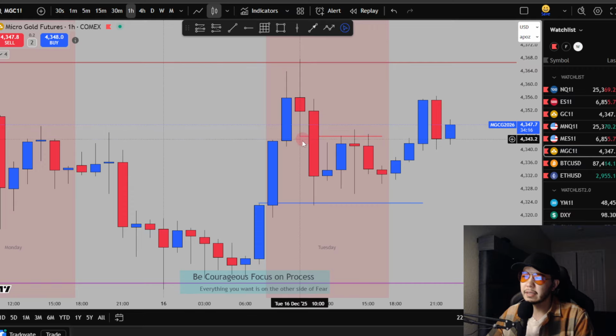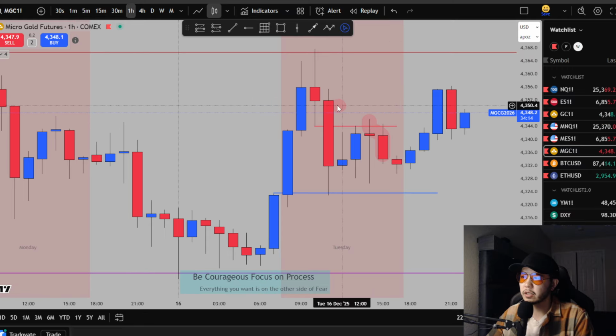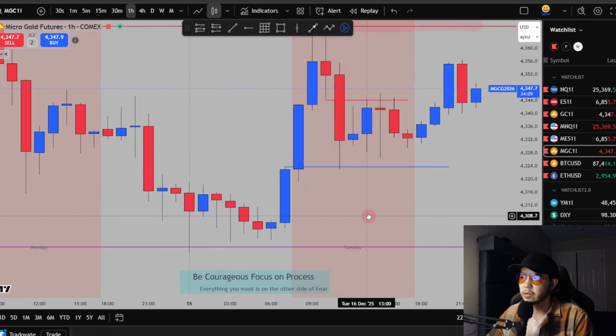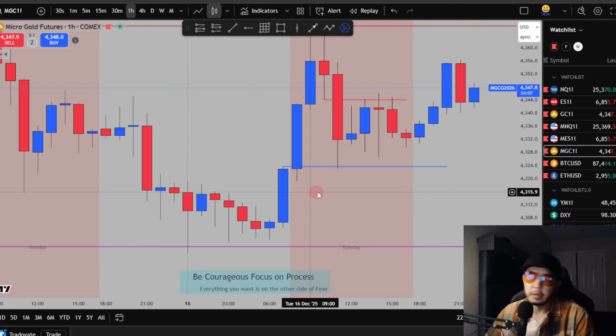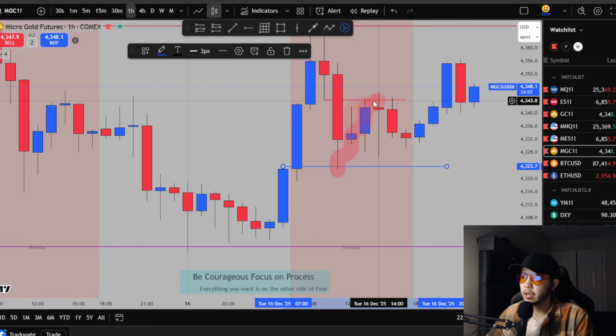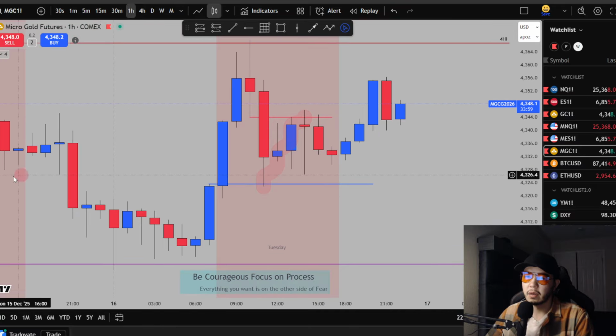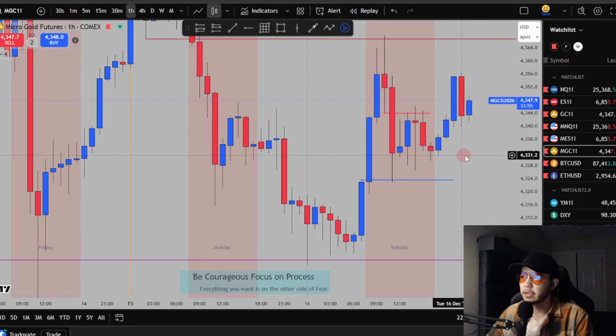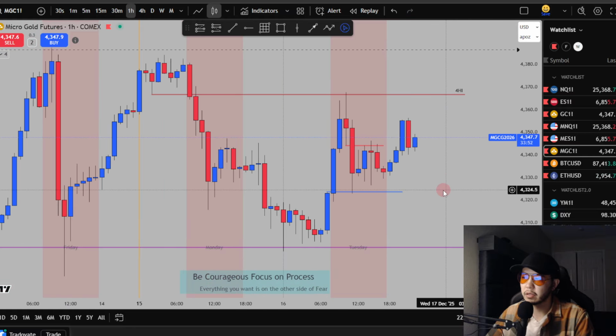So gold would have been a slightly better trade today, either taking this one off this rejection, or you could have just been patient, waited for price to get to this line, and then taken this trade from here to here. It's a good amount of points. That's about 200 ticks on gold on 2-3 contracts. That'll make you like $600.